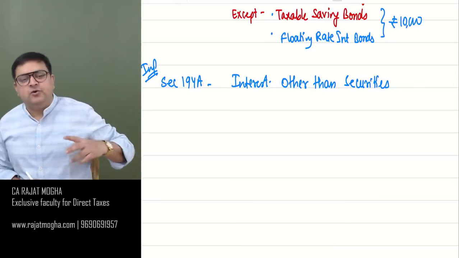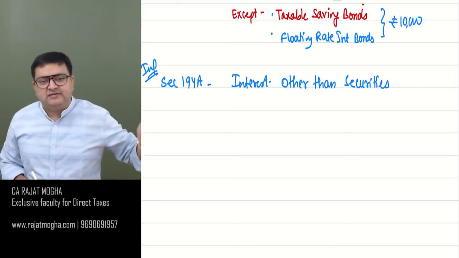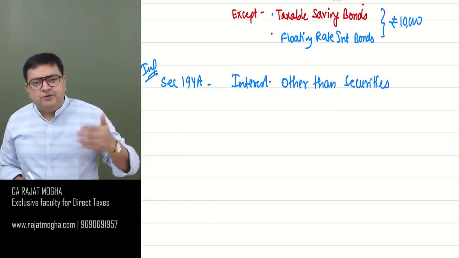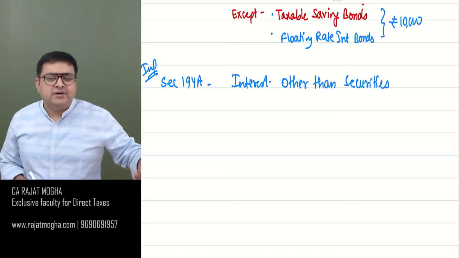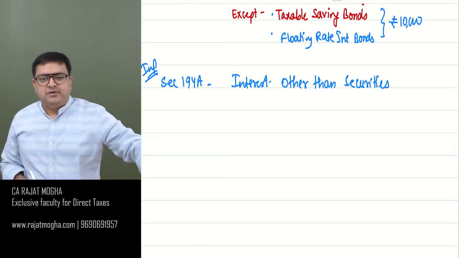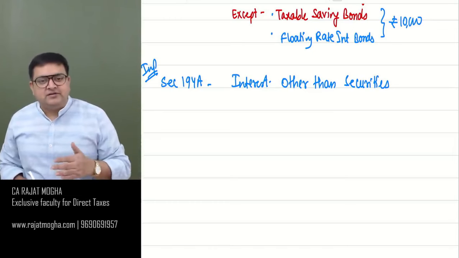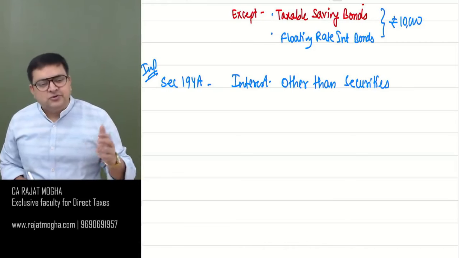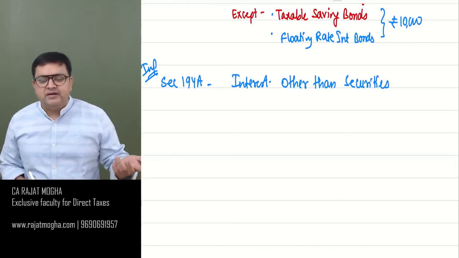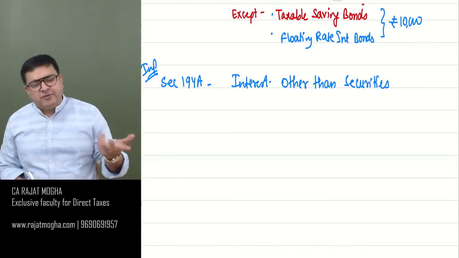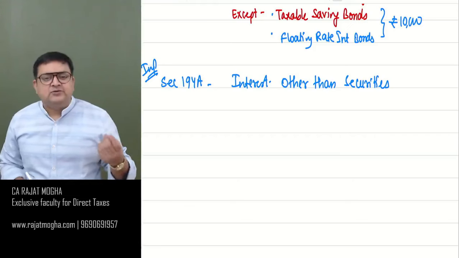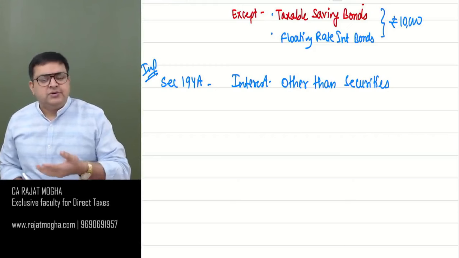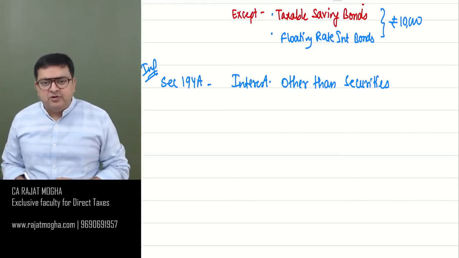Let's say you have given a loan to one of your friends, and this friend is a partner in a partnership firm and he's saying, can you please give the loan to our partnership firm? So you have given the loan to him. That partnership firm is giving you interest. Have they issued any securities to you? The answer is no. You have just given the loan. They have not issued any debentures or bonds to you. A partnership firm can't issue debentures, right? You have just given the loan to them, and they are giving you interest.